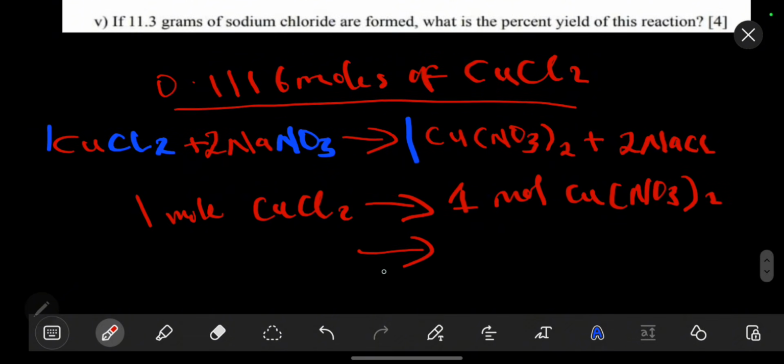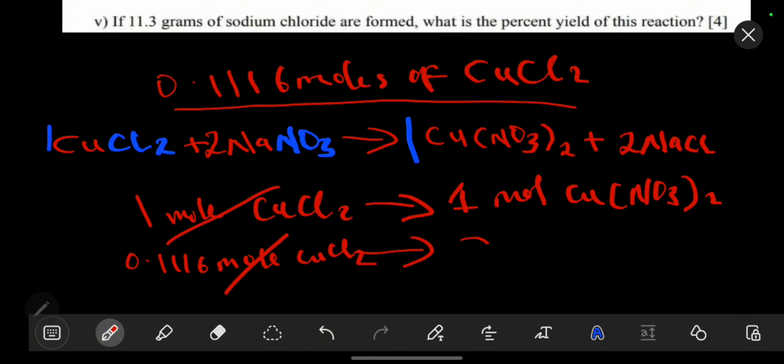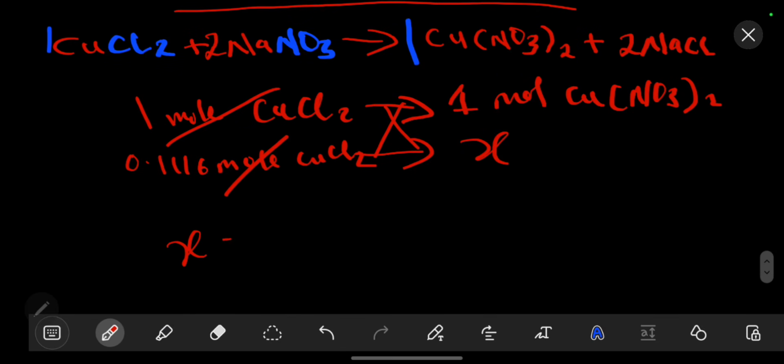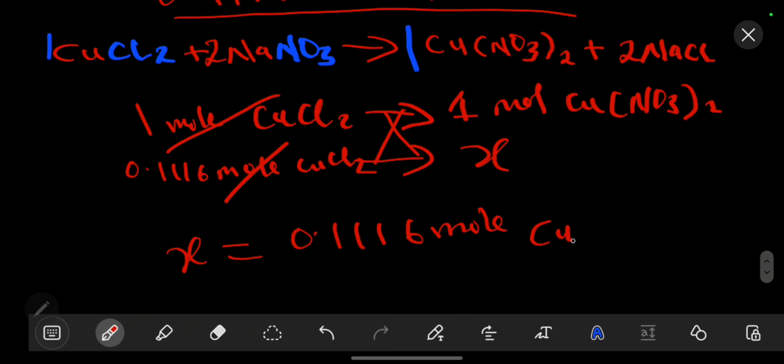Then we say, how about if you have 0.1116 moles of CuCl2? So this and this cancel. Here we are going to have x. So, cross multiplying, x times 1 should be equal to 0.1116 times 1, which is 0.1116 moles of CuNO3. So this is what we have.